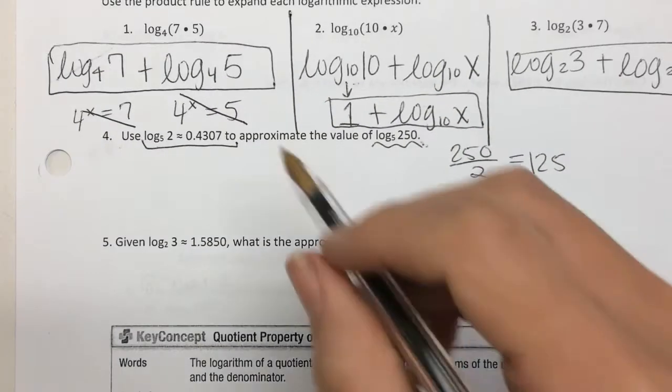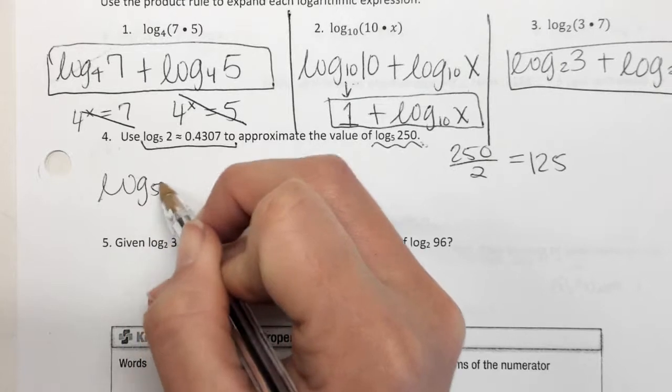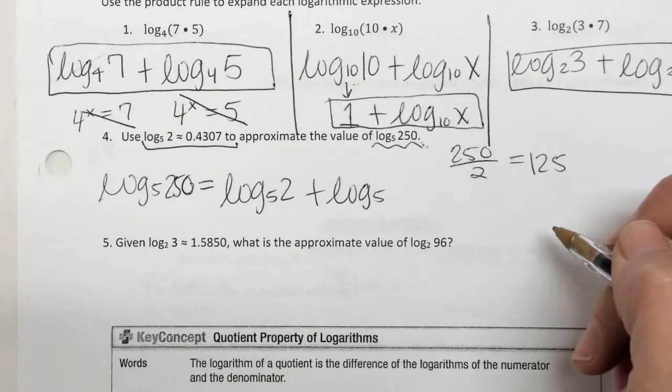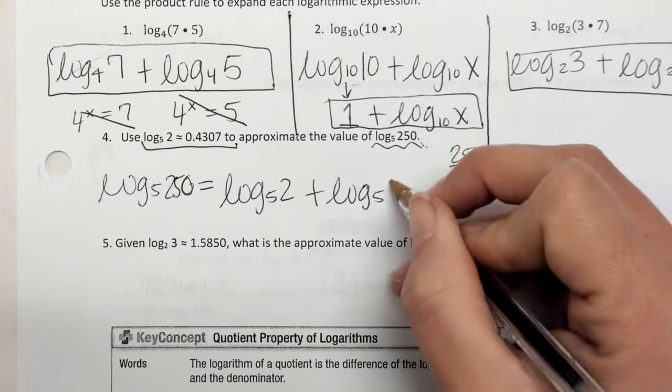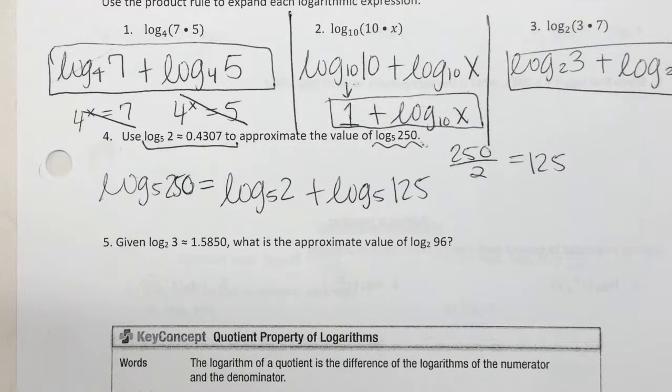So let's rewrite this using the product property. We'll write it as 2 sums. So this is going to be log 5 of 250 equals, we know what log 5 of 2 is. They give us that. Plus log 5 of what? Good. Does everybody see what I did there? Because using the product property it was 2 times 125, 250. So aren't these the same? Yes. Yes? Okay. Now let's think back to what we know.